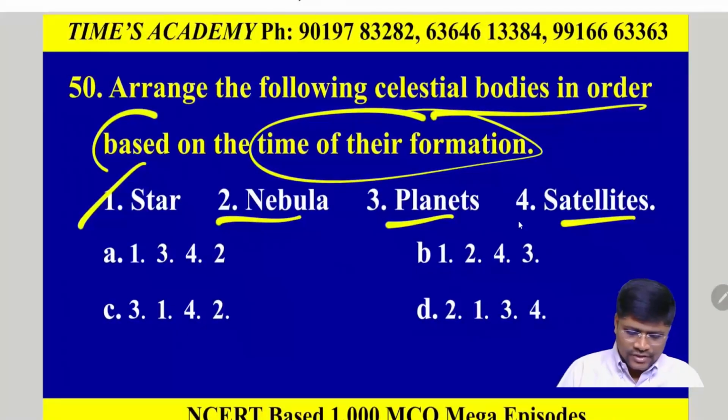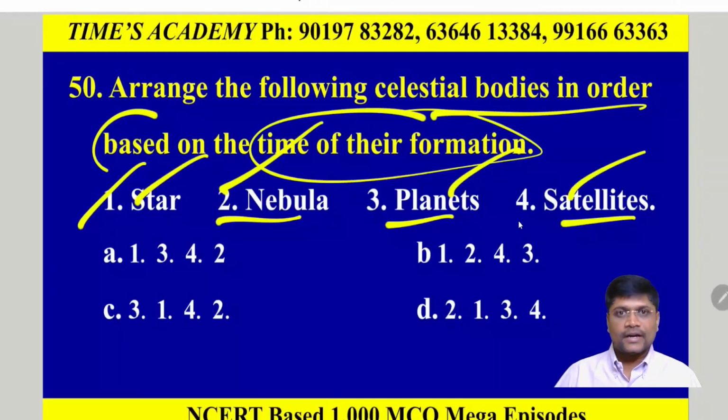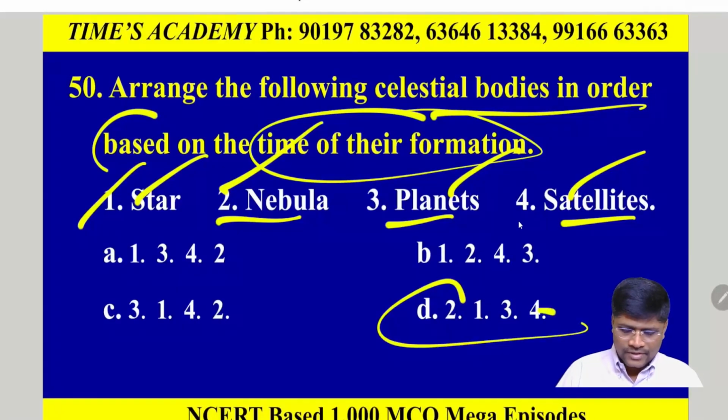So according to the explanation, the nebula should come first, then comes the star, then comes the planets and the satellites. So nebula must be 2, then comes the star, 3 planets, 4 satellites. So option B is correct.